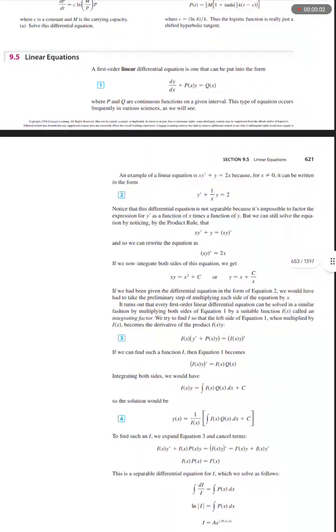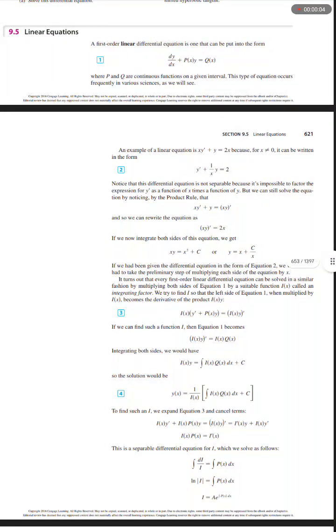9.5 Linear equations. A first order linear differential equation is one that can be put into the form, equation 1, dy/dx plus P(x) times y equals Q(x), where P and Q are continuous functions on a given interval. This type of equation occurs frequently in various sciences, as we will see.